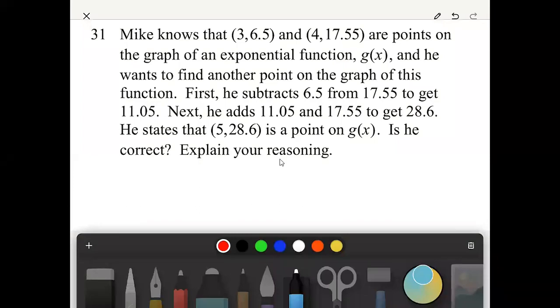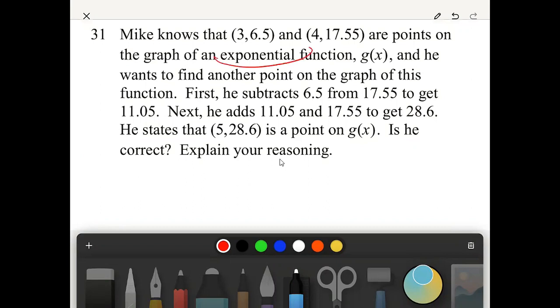All right, here's question 31 from the Regents review. Let's read this and then I'm going to explain the answer. It says, Mike knows that the points (0, 3), (6.5, 4), and (17.55) are on the graph of an exponential function.